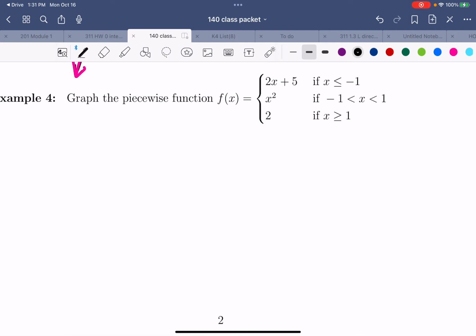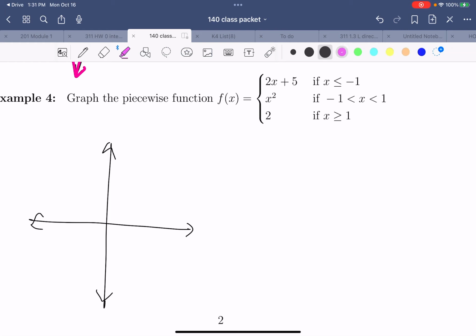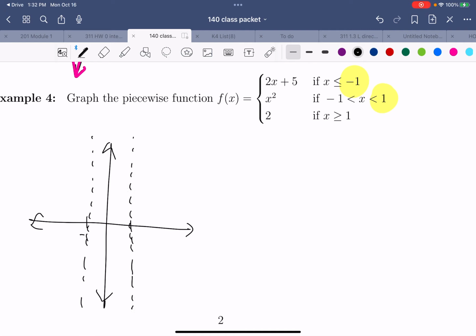So we're going to start with our graph, our coordinate plane. And notice my breaking points here are at -1 and 1. So I'm going to have -1 and 1. And I'm just going to draw dotted lines this time so that maybe it doesn't look so involved. And then I'm going to see what happens. So for 2x plus 5. So for x less than or equal to -1, or y equals 2x plus 5.